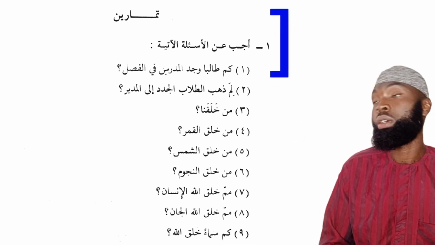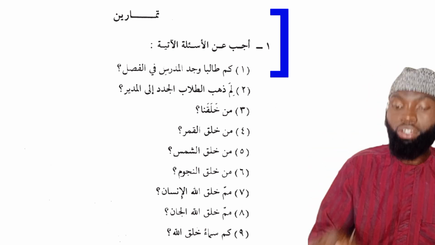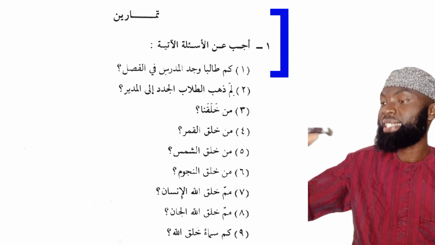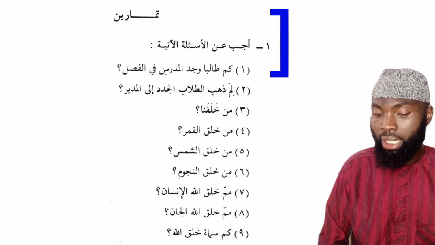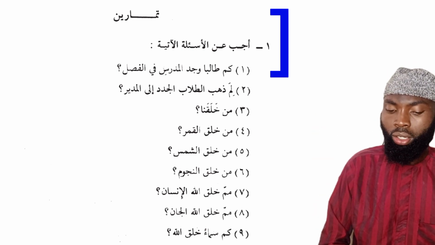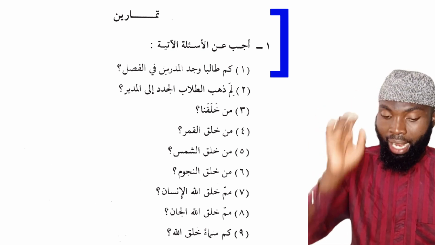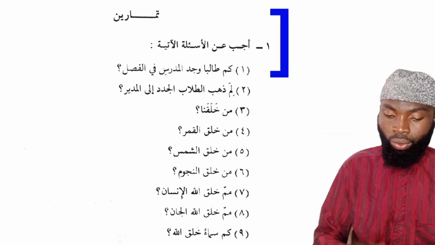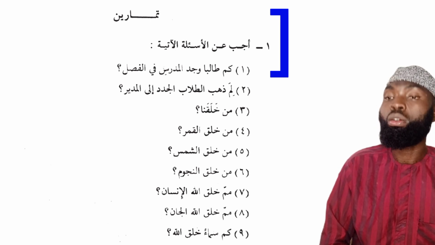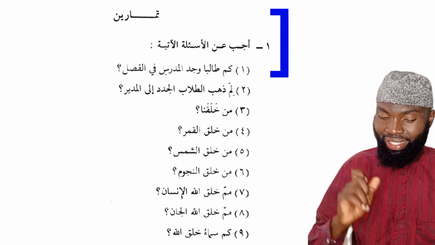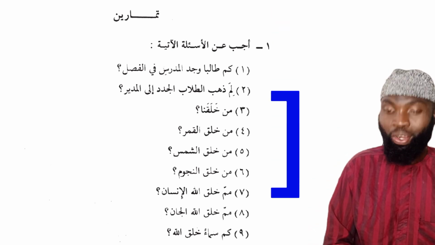كم سماء خلق الله يا عبد الله. How many skies did Allah create? Abdullah said, خلق الله سبع سماوات. Allah created 7 skies. Al-Mudarris said, وَفِي كَمْ يَوْمٍ خَلَقَ اللَّهُ السَّمَاوَاتِ وَالْأَرْضَ يَا عبد الرحمن. In how many days did Allah create the skies and the earth? Abdurrahman said, خَلَقَ اللَّهُ السَّمَاوَاتِ وَالْأَرْضَ فِي سِتَّةِ أَيَّامٍ. Allah created them in 6 days. Al-Mudarris said, هذا صحيح, this is correct.